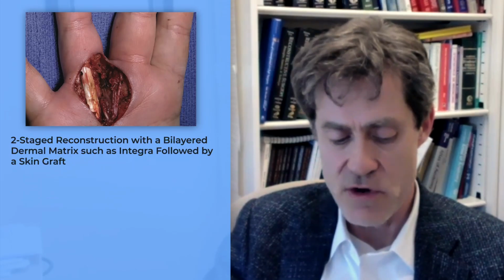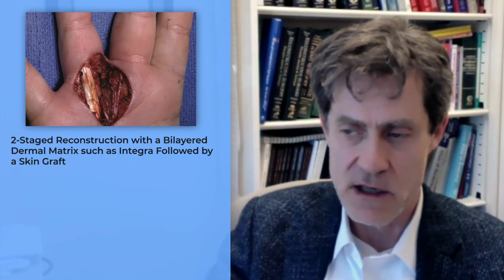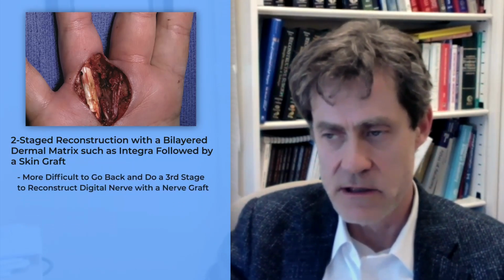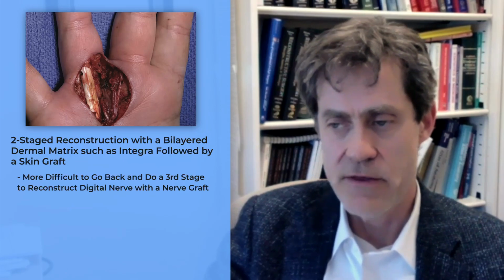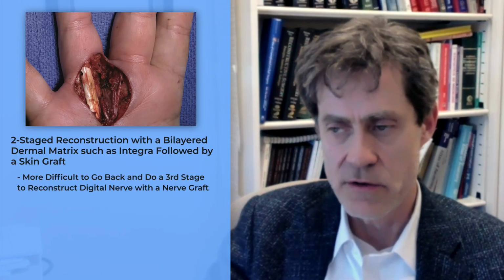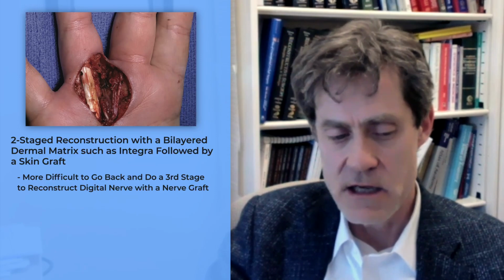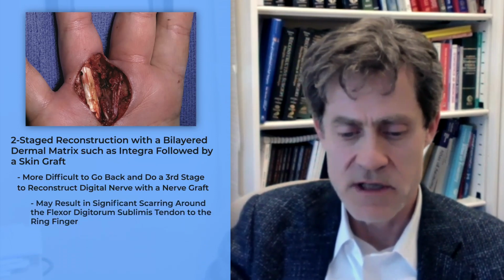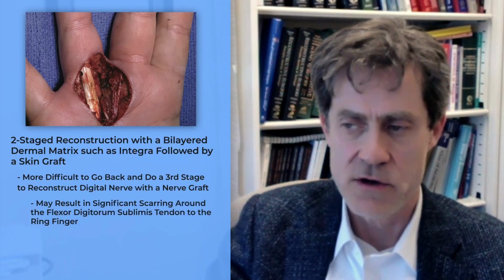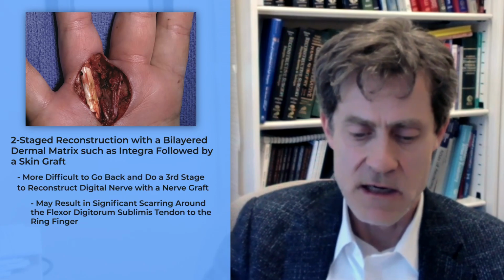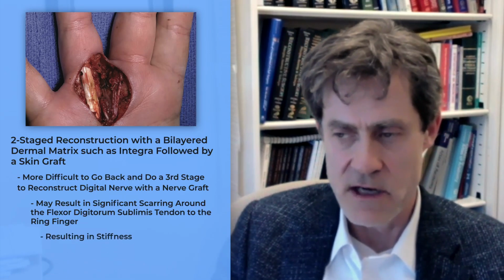Going back to my initial solutions for this problem, I think now that potentially the 2-stage reconstruction with Integra followed by a skin graft might have made it difficult to go back and do a 3rd stage to reconstruct the digital nerve with a nerve graft, and in addition might have resulted in some significant scarring around the flexor digitorum sublimis tendon to the ring finger, resulting in stiffness.